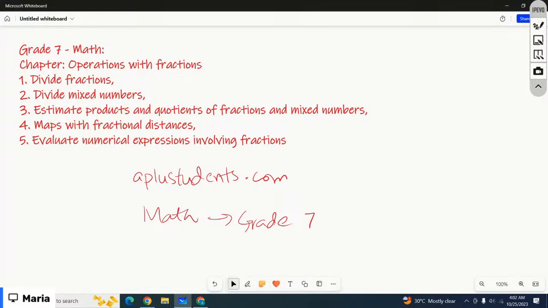So there you can find a list of the chapters. We're going to start with the chapter operations with fractions, and the lessons we're going to cover today are divide fractions, divide decimal numbers, estimate products and quotients of fractions and mixed numbers, maps with fractional distances, and evaluate numerical expressions involving fractions. So let's just start with the lesson divide fractions.